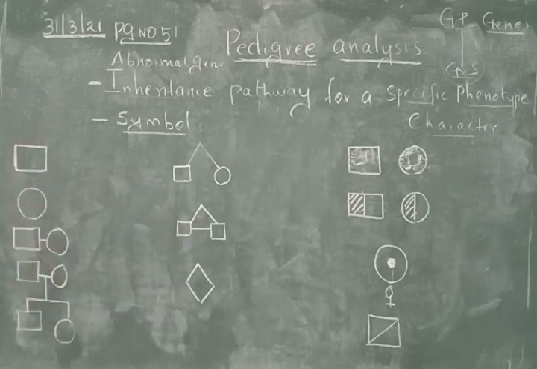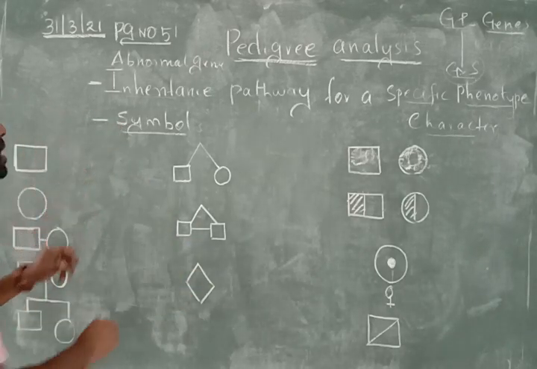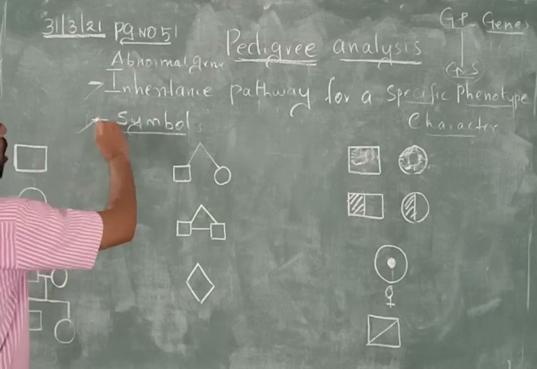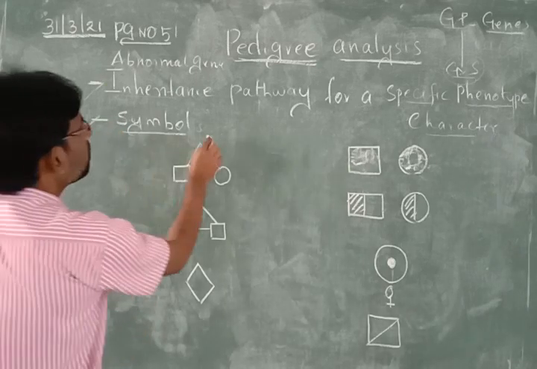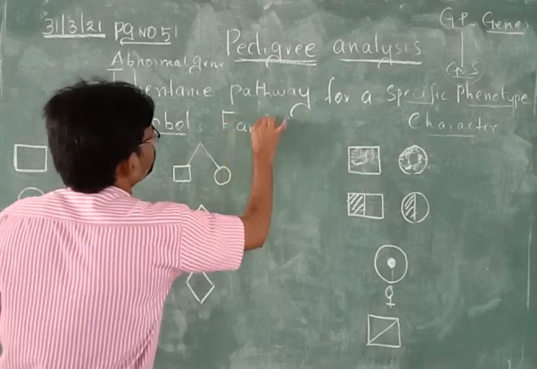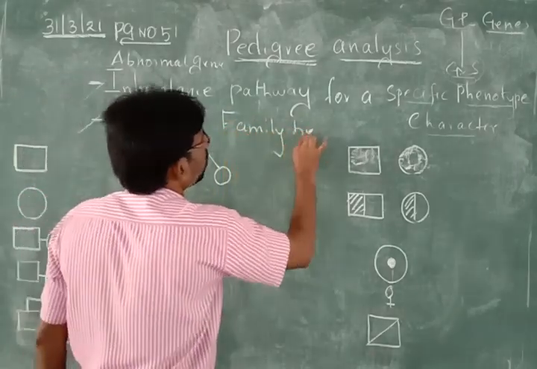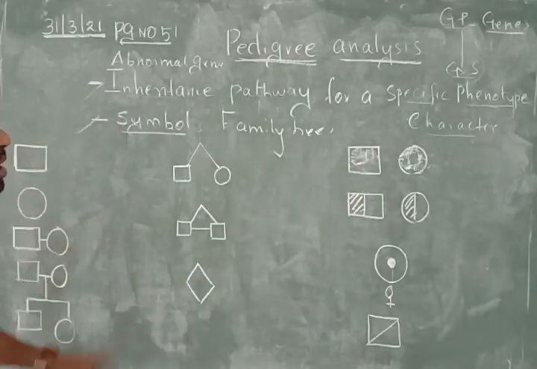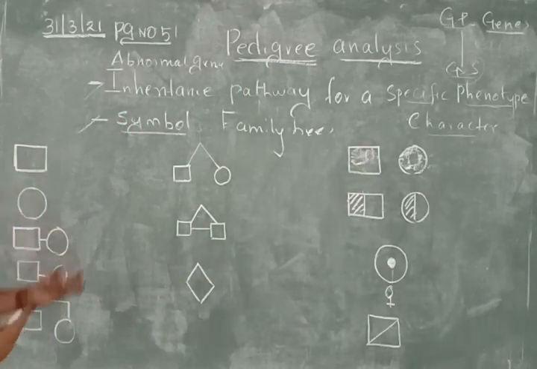So we learned what pedigree analysis is. In pedigree analysis, it is an inheritance pathway for a specific phenotypic character, and it is drawn by standardized symbols, and this is also called a family tree. Why family tree? Because it gives you the complete picture of a particular family. So it is called the family tree.